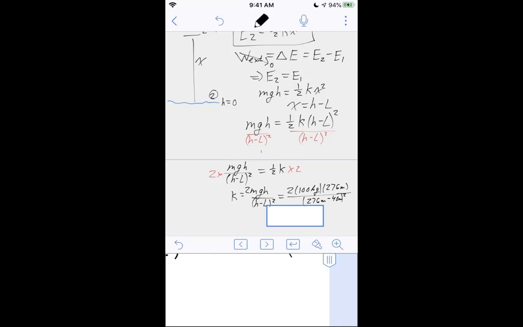Let's see. So I've got 9.8 times that, for those who caught that. So times 9.8 in the numerator. Right, okay, so I've got 2 times 100 kilograms times 276 meters times 9.8 meters per second squared, and then all divided by, I've still got it written as 276 minus 40, but that's really 236, right? You could do that in first.